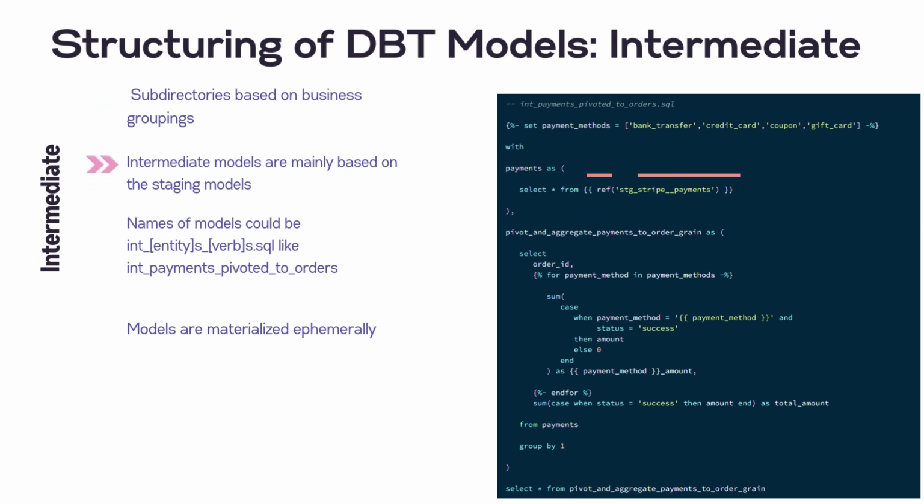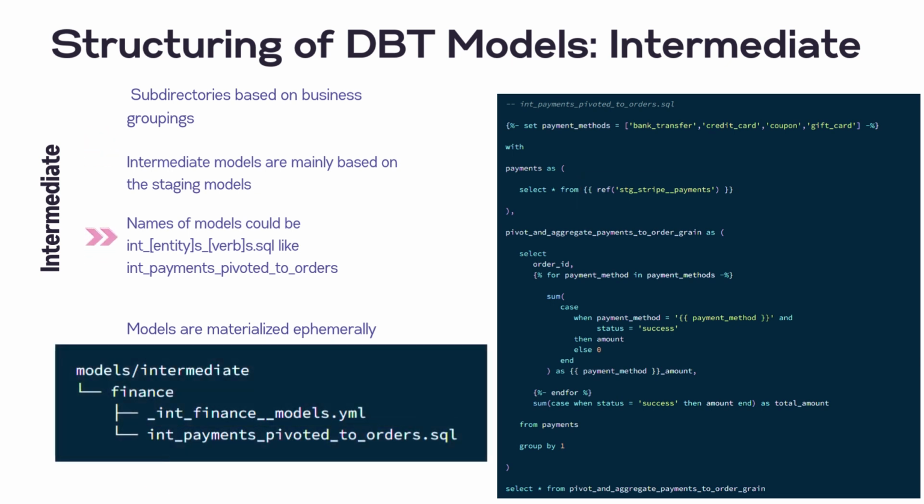Building on staging models, intermediate models typically depend on the clean, standardized data from staging models. For example, in the code snippet here, we reference the STG Stripe payments model using the ref function to pull data into our intermediate transformation.